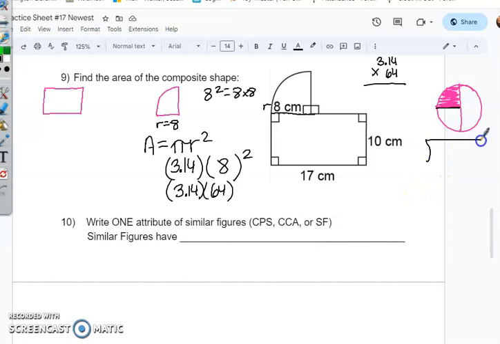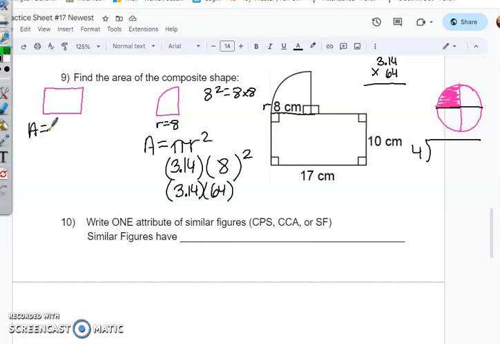And whatever we get, this time we don't divide by 2. This time we divide by 4, because it's a quarter circle. And then you will add the 2 numbers. You got to do your formula for area of a rectangle here.